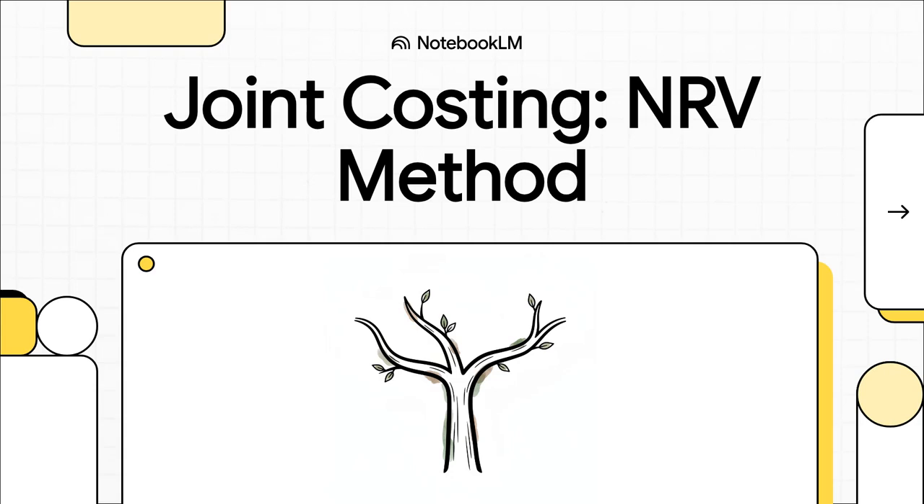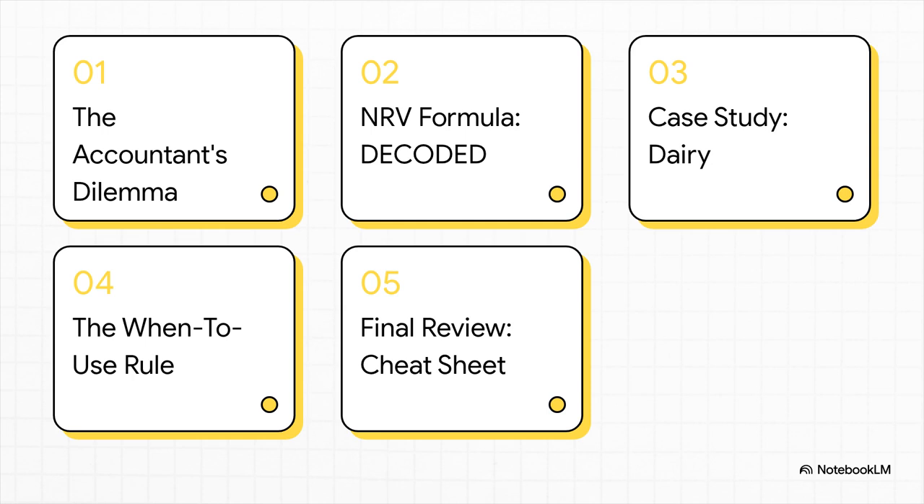All right, if you're prepping for the LECPA, you know that joint costing can be a total nightmare. But don't even sweat it, because today we are going to master one of its trickiest parts, the Net Realizable Value method. Seriously, by the end of this, you'll have a super clear framework to absolutely crush these questions on the exam. So here's our game plan.